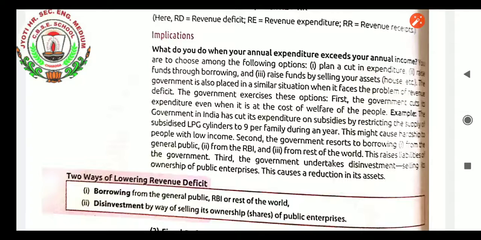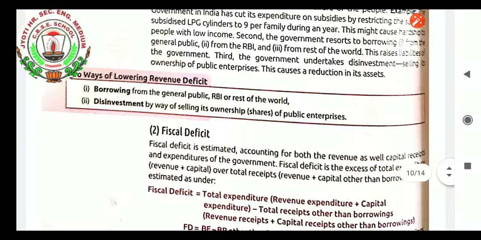So two ways of lowering the revenue deficit are, very first, borrowing from the general public, RBI or rest of the world. Second, disinvestment by way of selling its ownership. So these are the ways how the revenue deficit can be fulfilled. Fiscal deficit. I had explained what the revenue deficit is and how the government tries to fulfill the revenue deficit it is incurring. Fiscal deficit. What is a fiscal deficit, student?